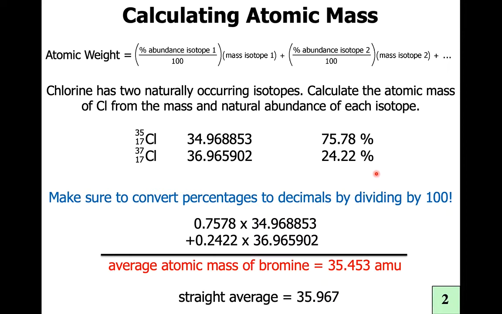It's smaller than the straight average because there's more of the lighter element. This is the lighter element. It is 3/4 of the sample roughly, whereas the heavier element is only 1/4 of the sample roughly. And so that is why the average atomic mass of bromine, this weighted average, is smaller than just the straight average we would get if we added these two numbers and divided by 2.